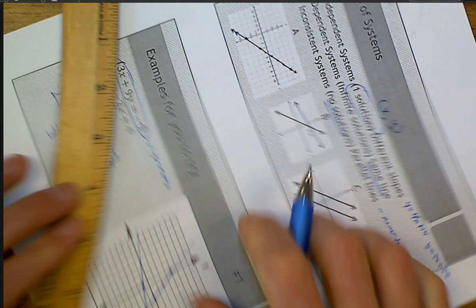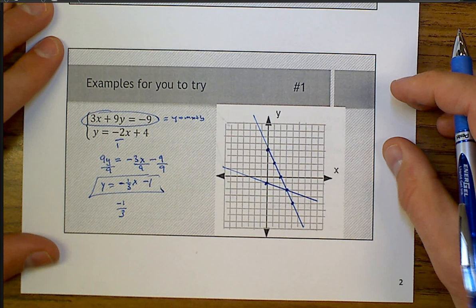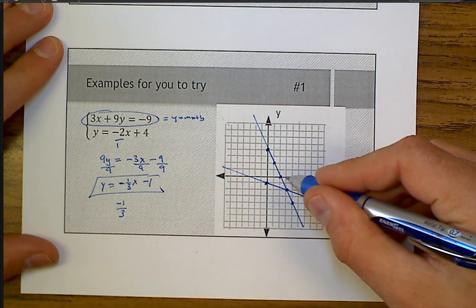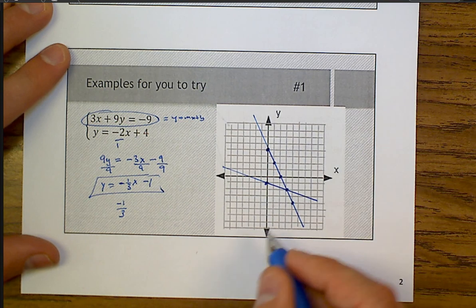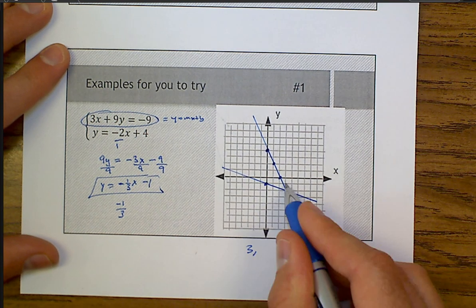And again, we're looking for where the lines intersect, and that looks to be that point right there, which is 1, 2, 3, and down 1, 2. So that would be 3, comma, and then negative 2.